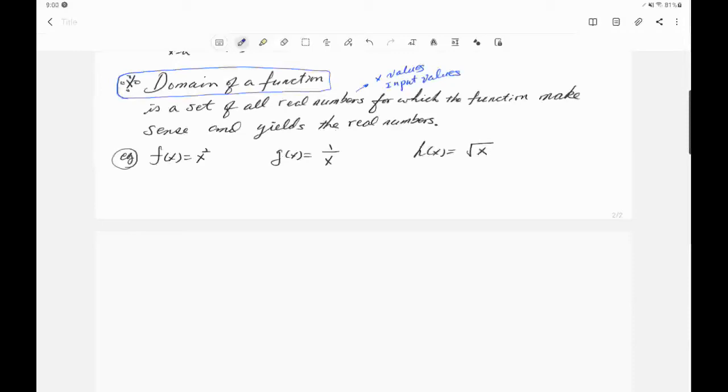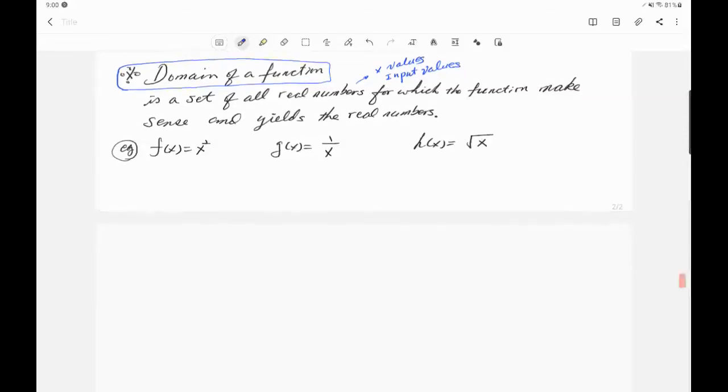Okay, the domain definition. The domain of a function is the set of all real numbers, x values or input values, for which the function makes sense, and the function yields real numbers. This means that whenever you give an input, you must have a real number output. So if the y value is not a real number, then that x value is not in the domain of the function.